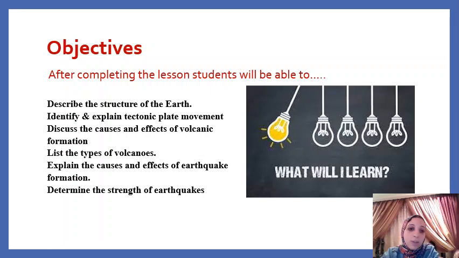So the main objective of our lesson is to understand the structure of the Earth, identify and explain tectonic plate movement, which is very important as it explains how these natural disasters occur, discuss the causes and effects of volcanic formation, identify or list the types of volcanoes, explain the causes and effects of earthquake formation, and finally determine the strength of earthquakes.